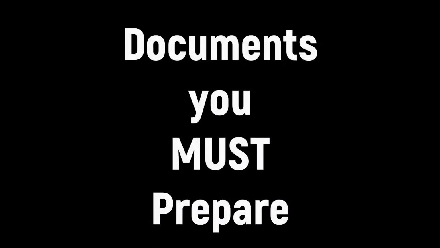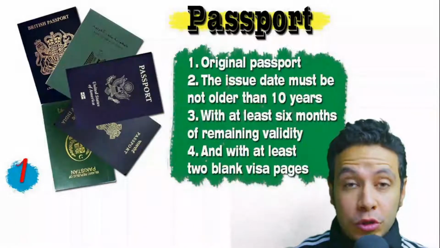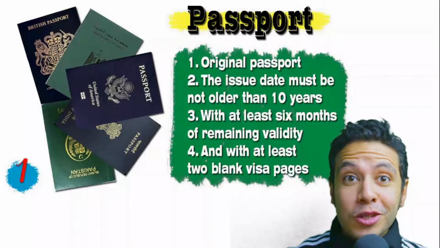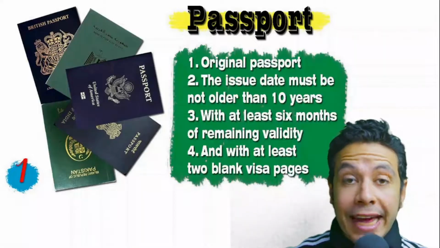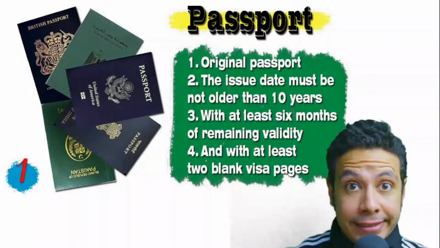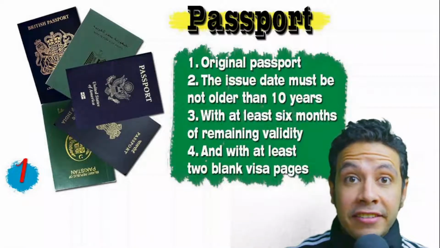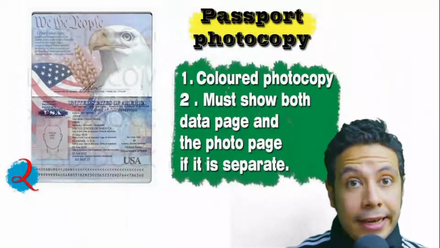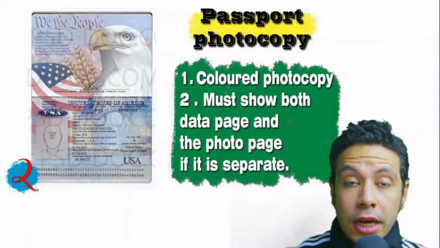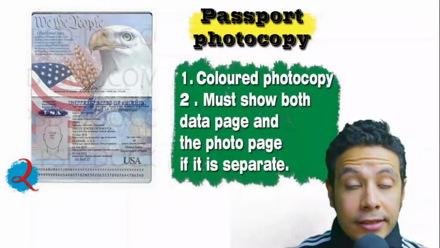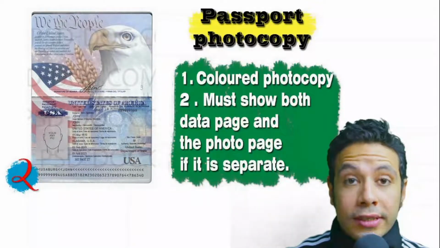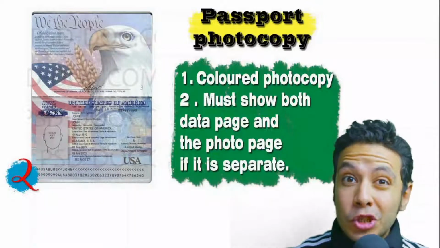So what are the travel documents that you need to prepare before applying for the visa? Speaking about your passport, it must be original, and it must not be older than 10 years, with at least 6 months of remaining validity, and with at least 2 blank visa pages for the stamps. In many cases, you will need also a passport photocopy. It might be 1 copy or more than one, and it's preferred to be colored, and both data page and photo page must be shown if separated.